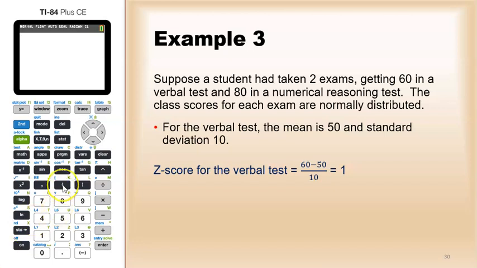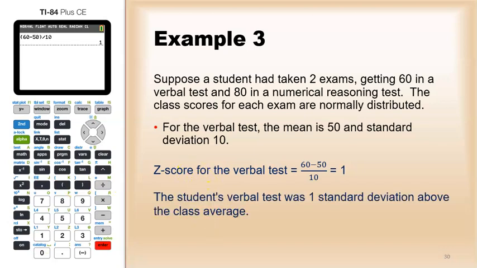In your calculator, I would recommend doing parentheses, 60 minus 50, divided by 10. And you get a z-score of 1. So the z-score of positive 1 means that 60 was 1 standard deviation above 50. So if I start with 50, add the standard deviation of 10, I'm at 60.